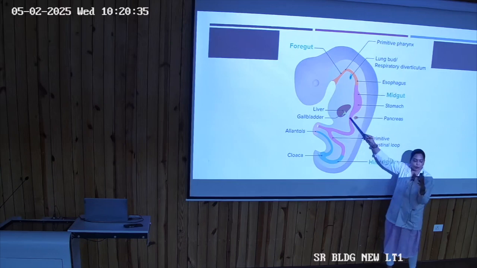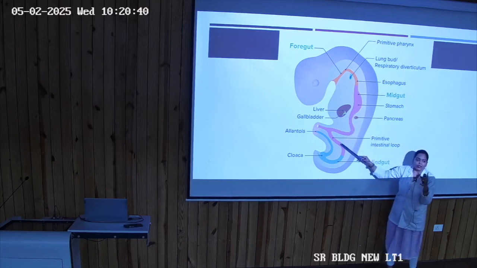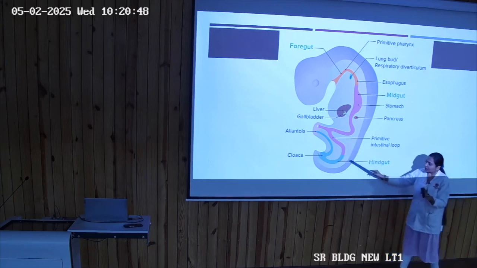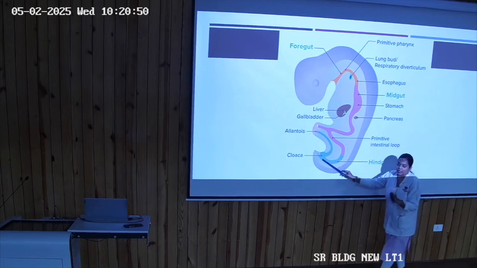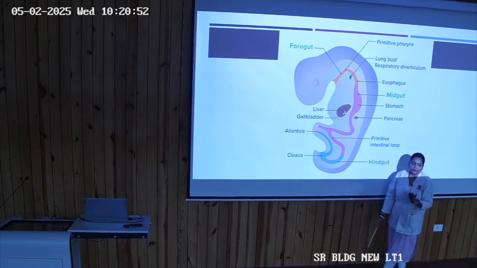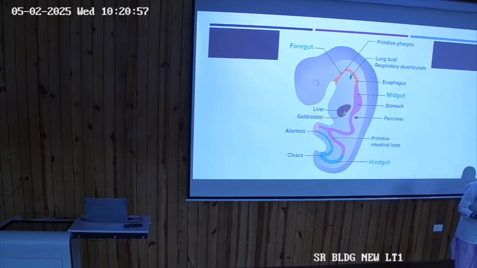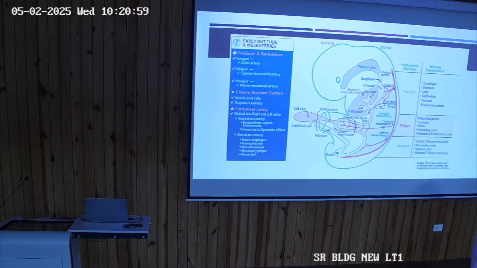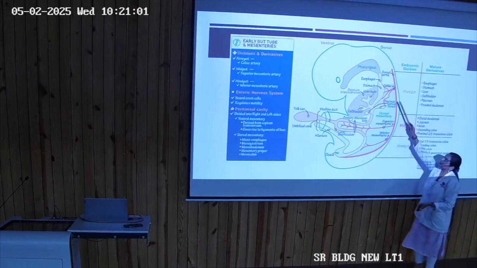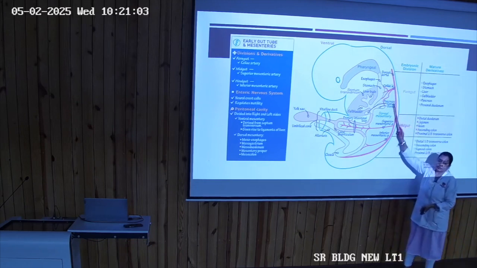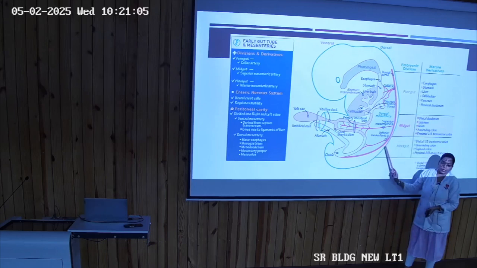So यहाँ पे from this distal part of the duodenum till the junction of the right 2/3 and left 1/3 part of the transverse colon is midgut, and then from the right 1/3 to cloacal membrane is hindgut. These are the three parts, and all the three parts have different blood supply. Okay, so they are getting their blood supply from the ventral branches coming from the abdominal aorta.